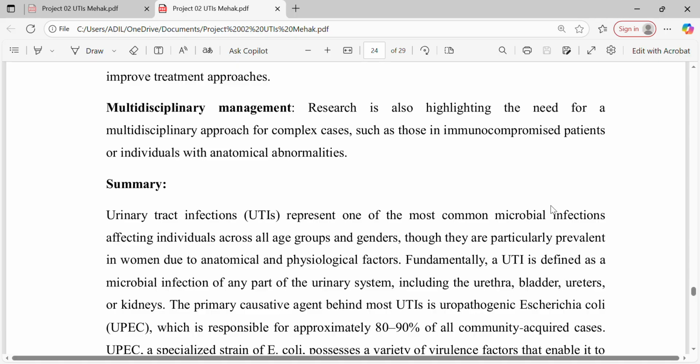Multidisciplinary management research has also highlighted the need for a multidisciplinary approach for complex cases, such as those in immunocompromised patients or individuals with anatomical abnormalities.